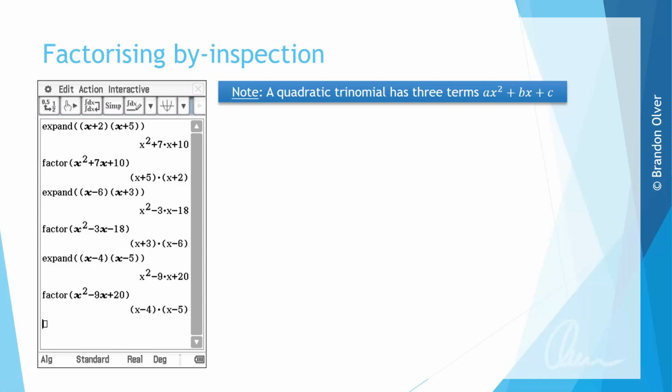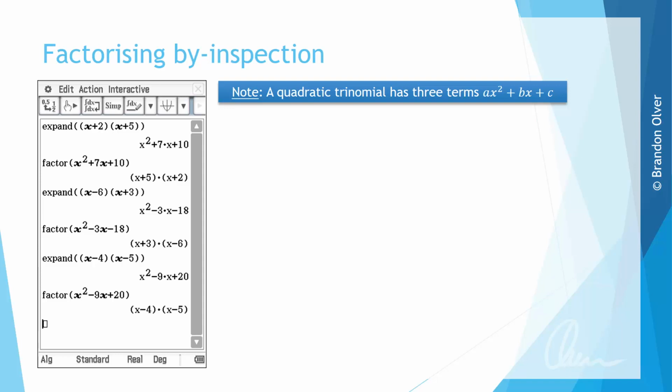On the left hand side I've got a CAS calculator's screen to show the expanded and factorised form of several different quadratic trinomials. As you can see, if we expand x plus 2 times x plus 5, we get x squared plus 7x plus 10. And if we factor x squared plus 7x plus 10, we get the same factorised form that we expanded in the line above, which is x plus 5 times x plus 2.